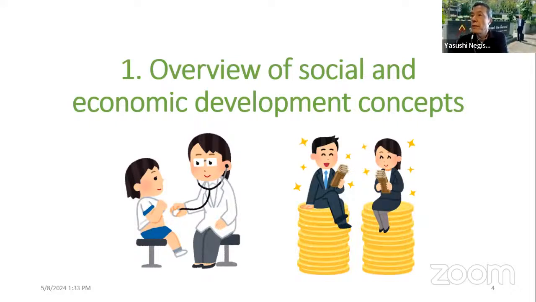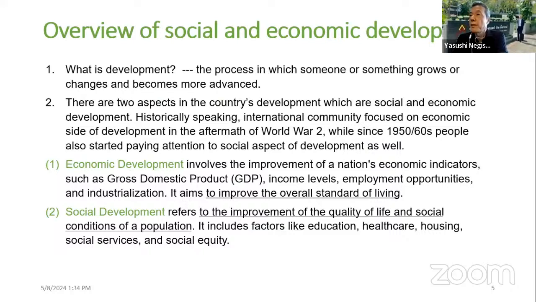Section 1, overview of social and economic development. Let us start with the definition of development. According to a dictionary, development means the progress in which someone or something grows, changes, and becomes more advanced. And there are 2 aspects in a country's development, which are social and economic development. Historically speaking, the international community focused on the economic side of development just in the aftermath of World War II, while since the 1950s and 60s, people gradually started paying attention to the social aspect of development as well.